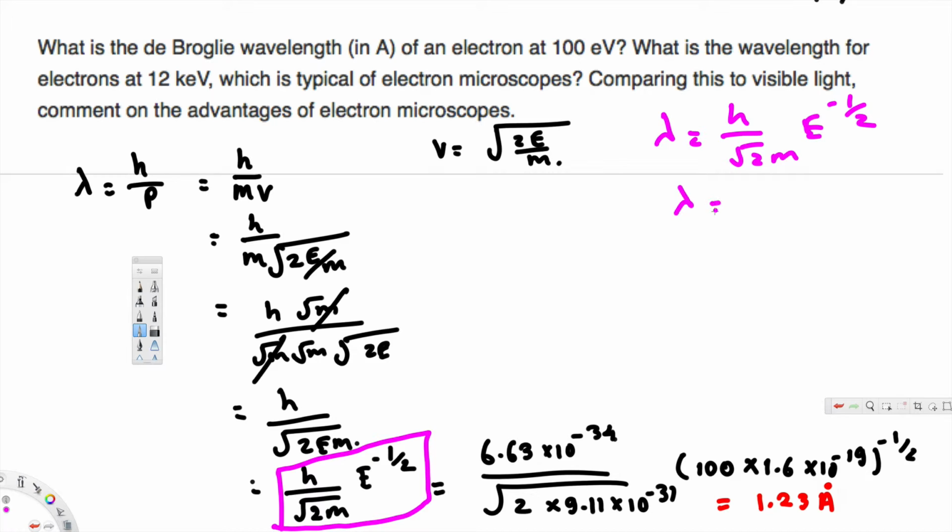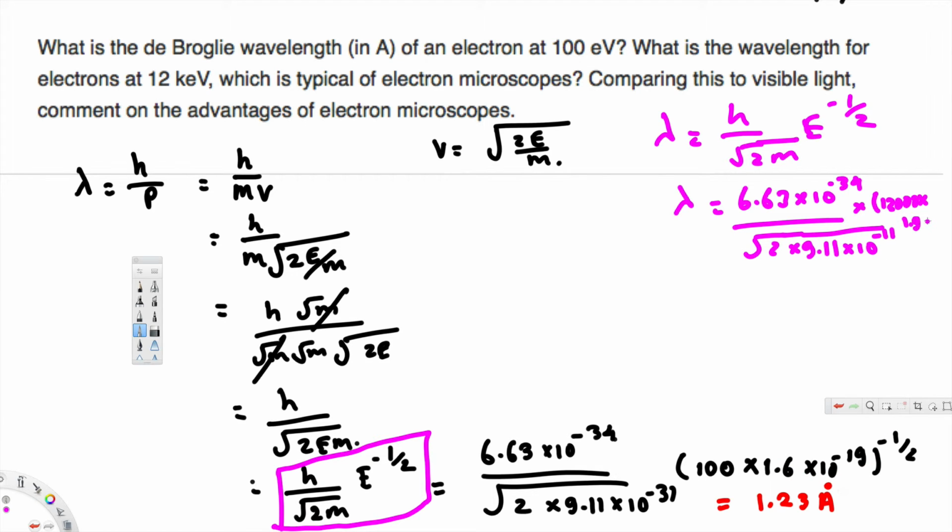So lambda: h is the same, 6.63 times 10 to the power of minus 34, divided by square root of 2m, where the mass of the electron is 9.11 times 10 to the power of minus 31, and multiplied by E to the power negative half. Here the energy is 12k electron volts, so 12,000, since k is 1000. We have to convert this into joules, so we multiply by 1.6 times 10 to the power of minus 19, to the power negative half. And if you calculate this, you're going to get 0.112 angstrom.